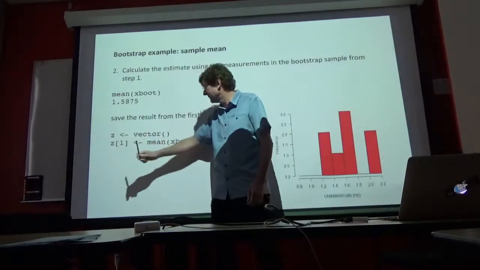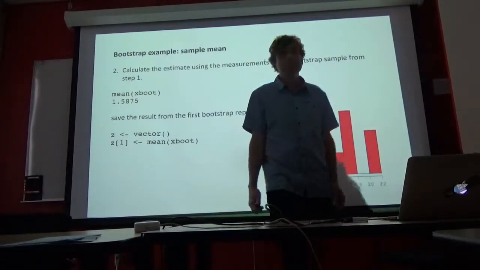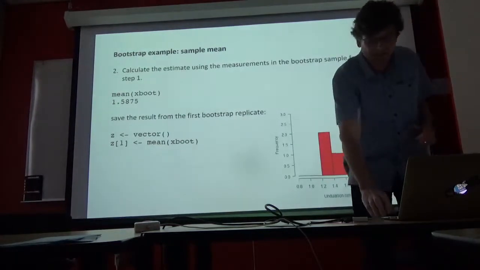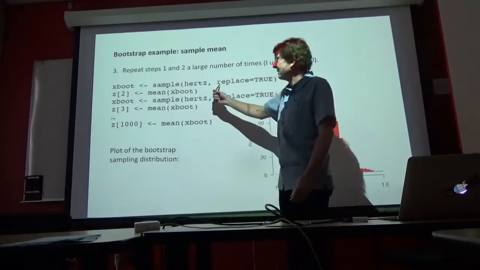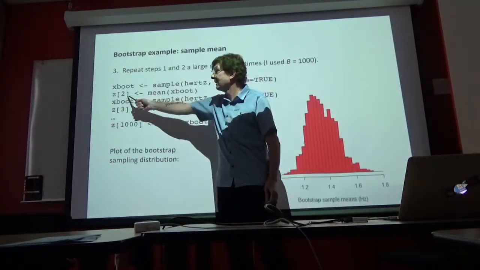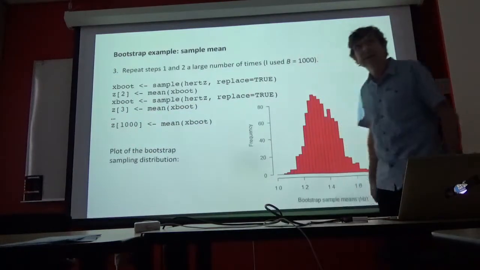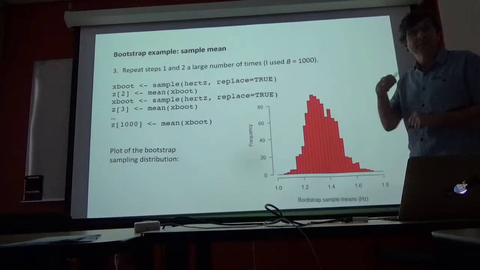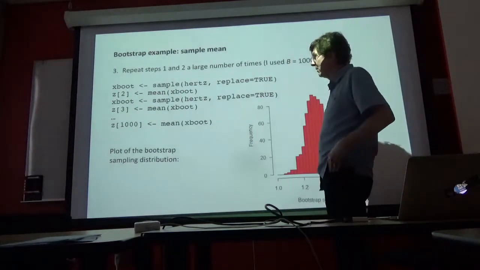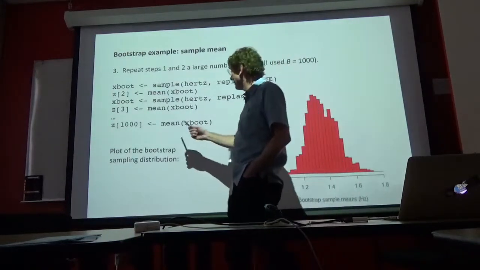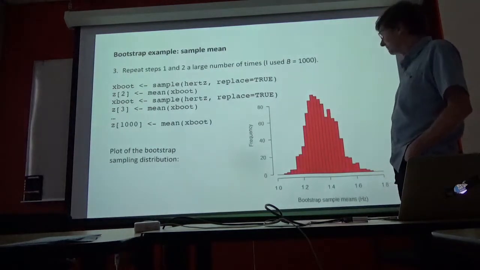And then I'm going to save the result. I'm going to create a vector called z, and save that value in the first element of z. And then I'm going to do it again. I'm going to go back and take another random sample, and save that in the second element of z. And I'm going to do it again and save it in the third element of z. We've already had some experience creating a loop in order to make this work more efficiently. So you don't have to actually write this out 1,000 times, which is the number of times I did this. You've got to repeat this 1,000 times.